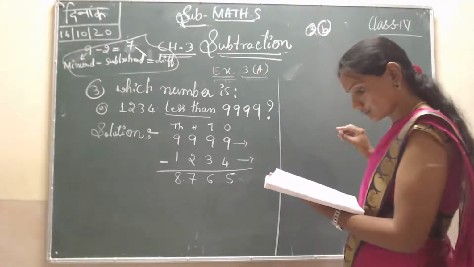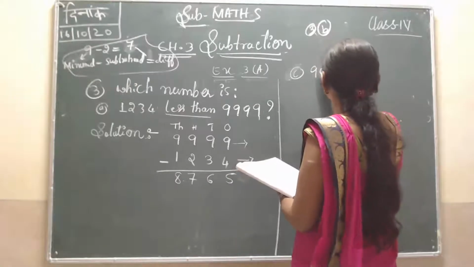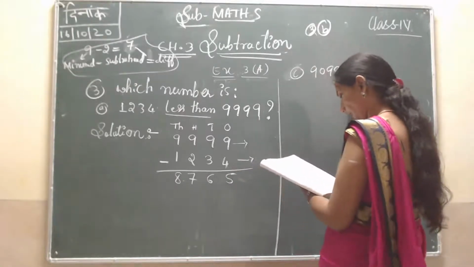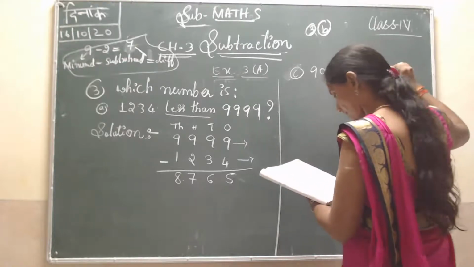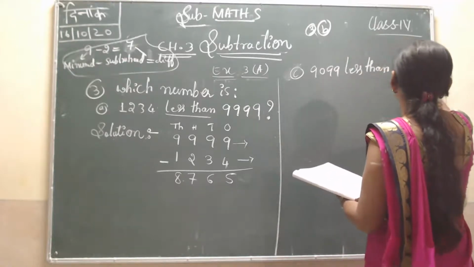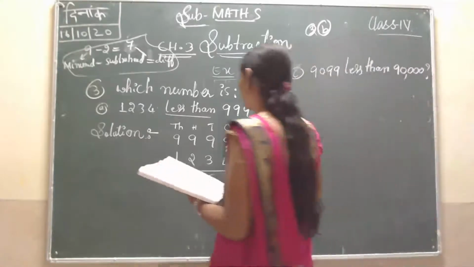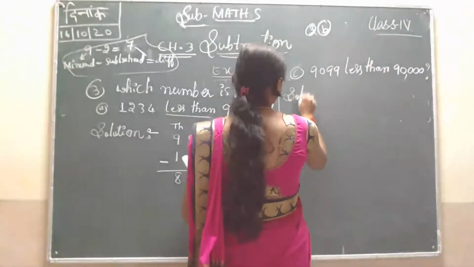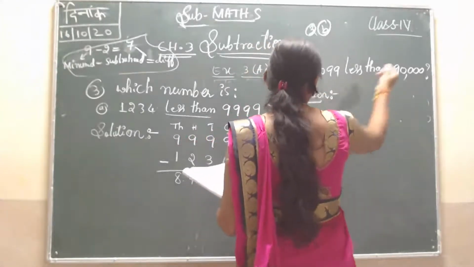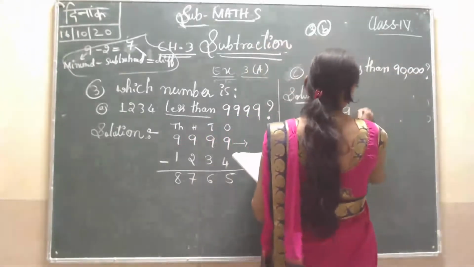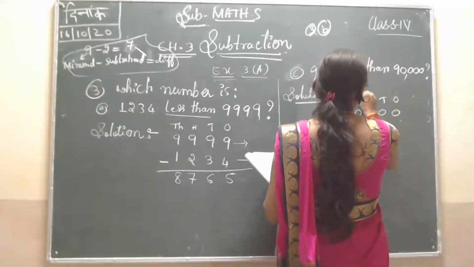Yes. So now I will solve C. So C question, what? 9,099 less than 90,000. Yes, 90,000. You have to use the same procedure. So first you have to write the solution, arranging column-wise. First you write the 90,000. Afterwards you write the place values.